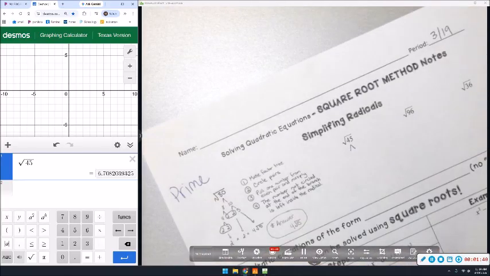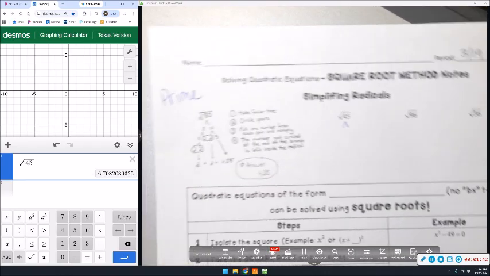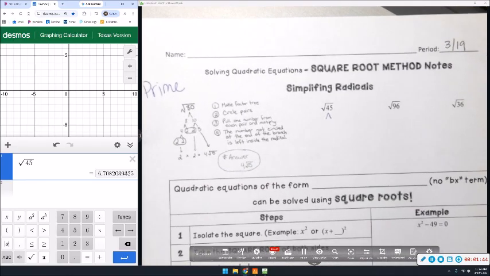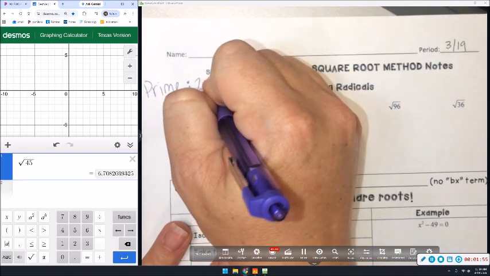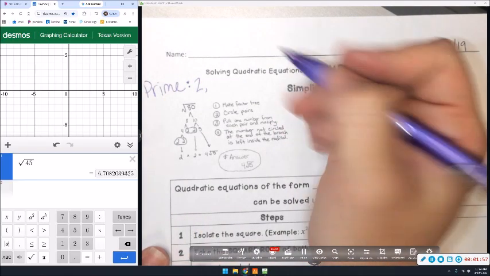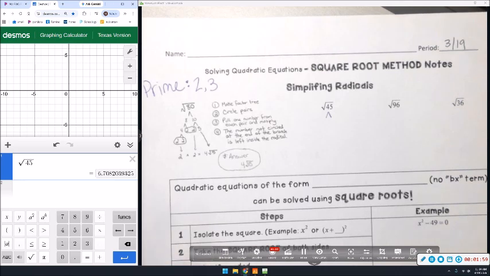Do y'all know what prime numbers are? 1 is a prime number, but does 1 change anything? No, it doesn't. So 1 is definitely prime, but we don't use 1 because if I divide or multiply by 1, does it change anything? No, so we kind of ignore that one. So 2 is prime. Is 3 prime? Yes. Prime means only 1 and itself can be divided to give you a whole number answer.